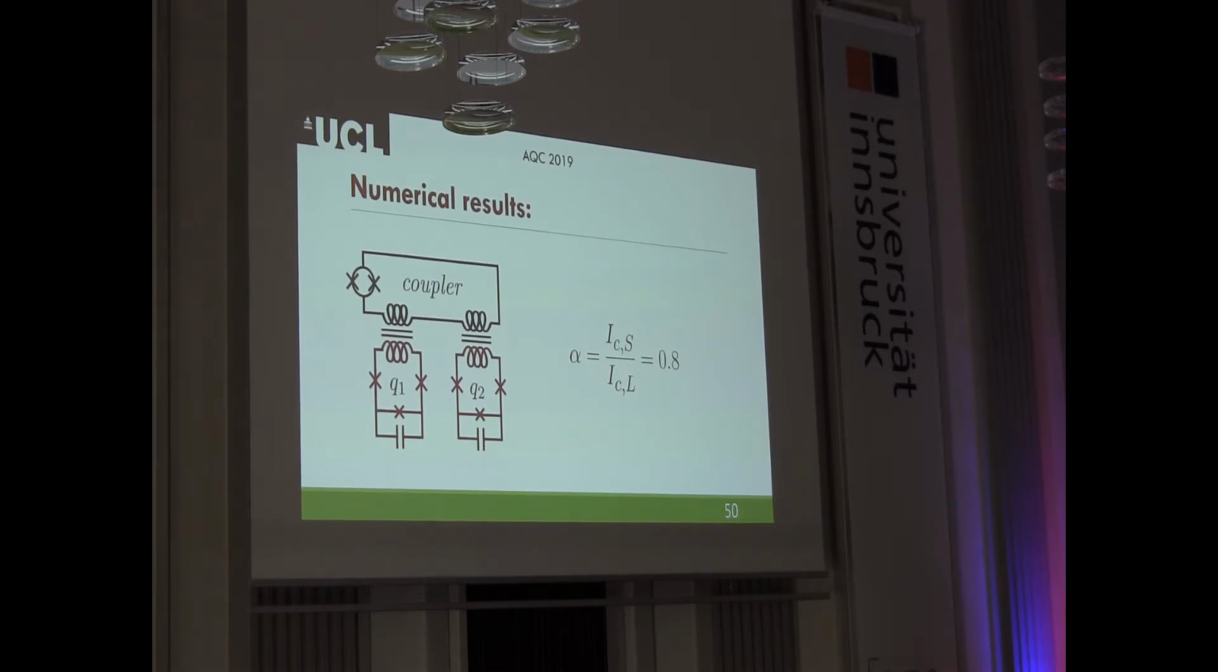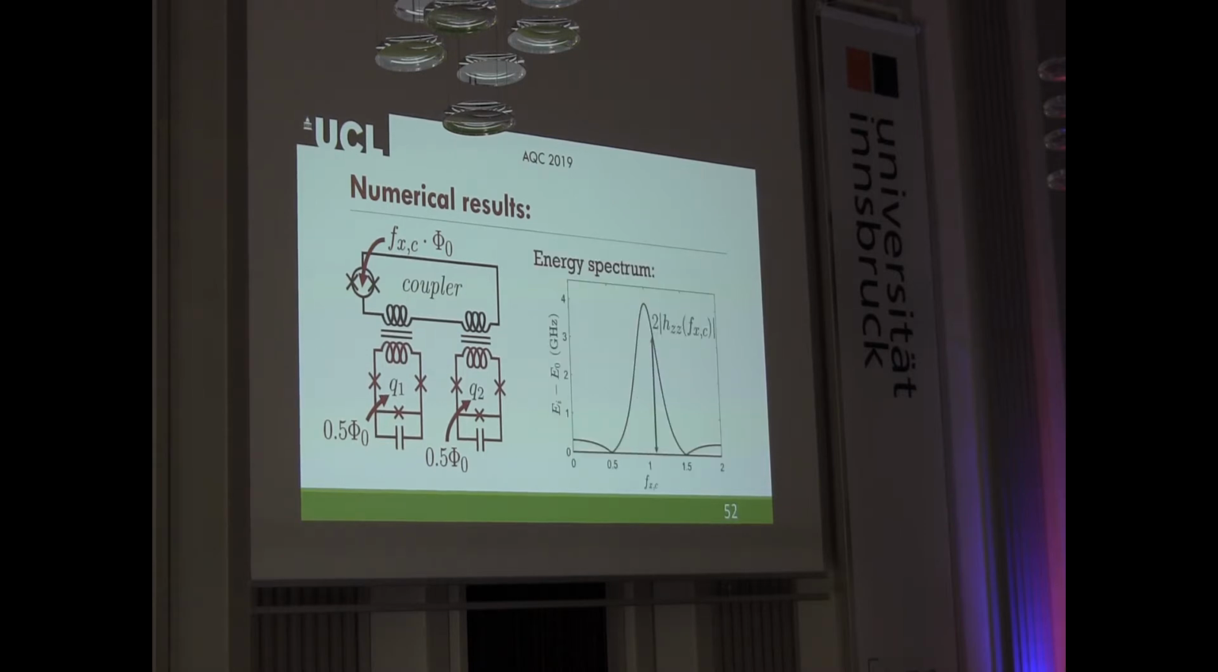So let's see a numerical example, the system we've seen before. This value alpha is the ratio between the small junction in these three-junction qubits and the large junctions, and it's 0.8 in this simulation that I'm going to show. So I'm going to introduce fluxes, alpha flux quantum in both the qubit loops, and a varying flux in the X loop of the coupler. And we see that the spectrum of the system changes as such.